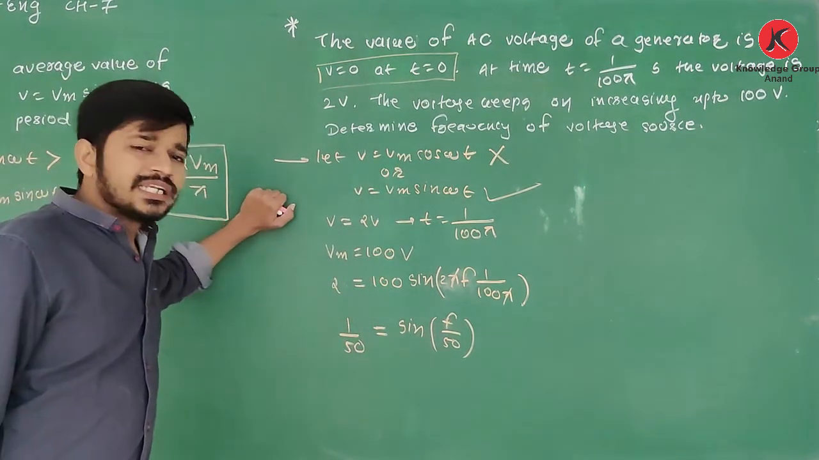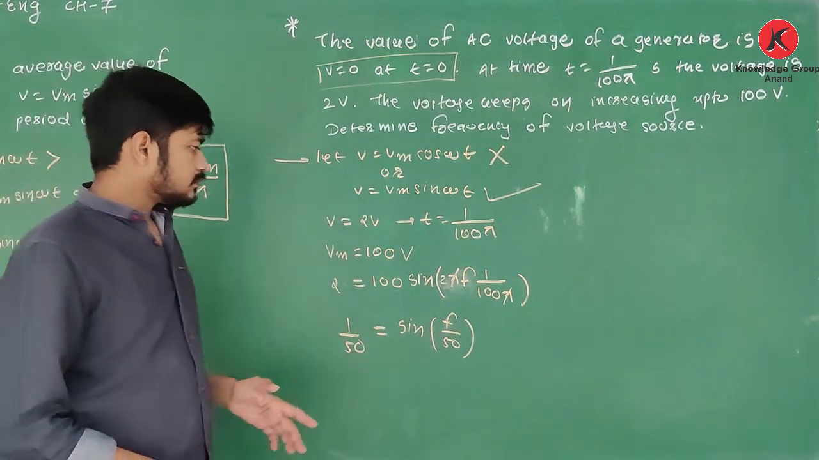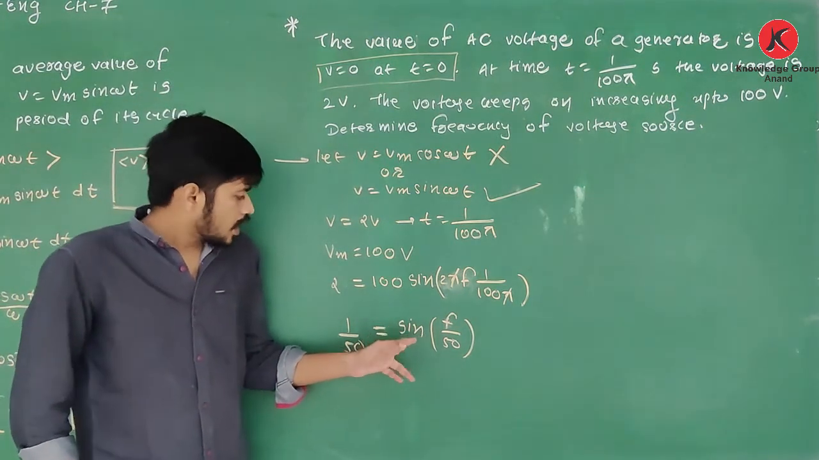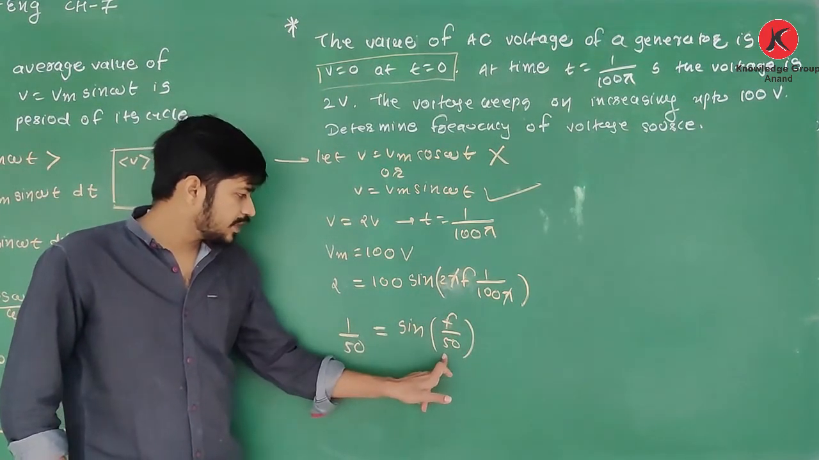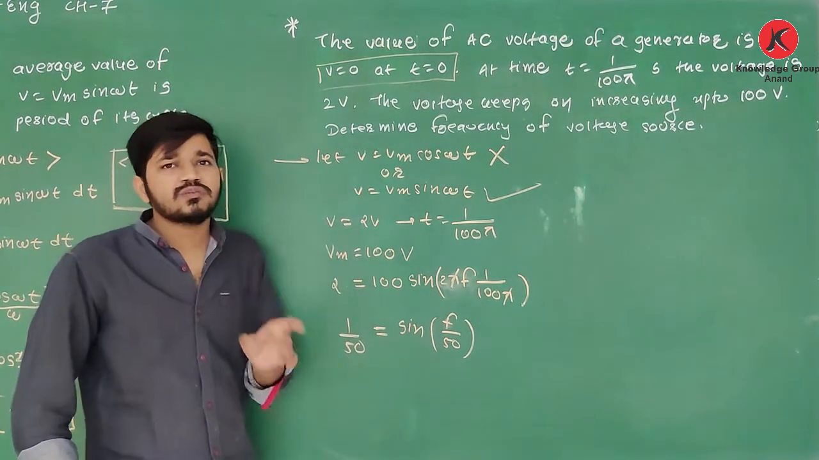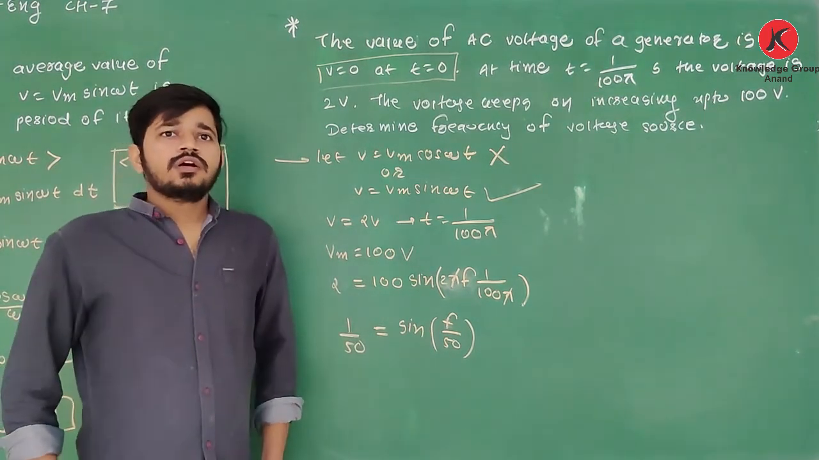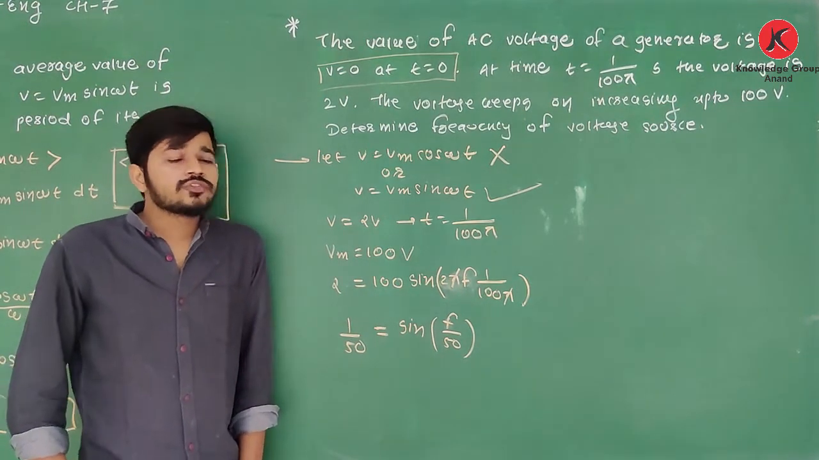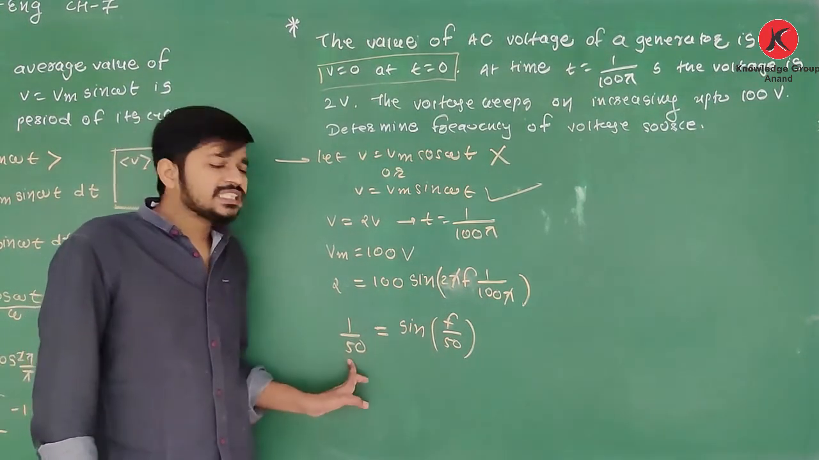Clear about this? Now see what happens. Here it is. Sine F upon 50 is equal to 1 upon 50. If you take 1 upon 50, 1 upon 5 is 0.2, 1 upon 50 is 0.02. So yes, this value of sine is very, very small.